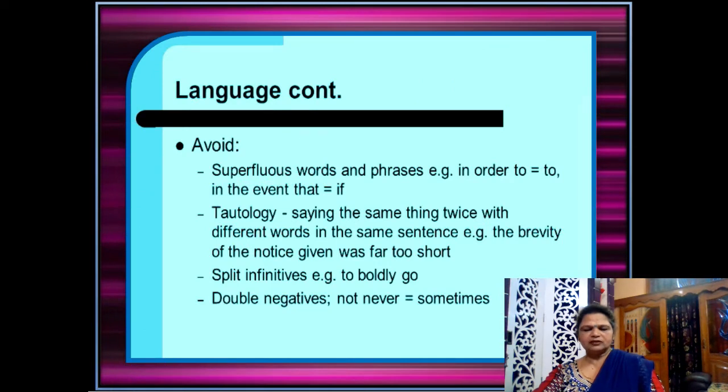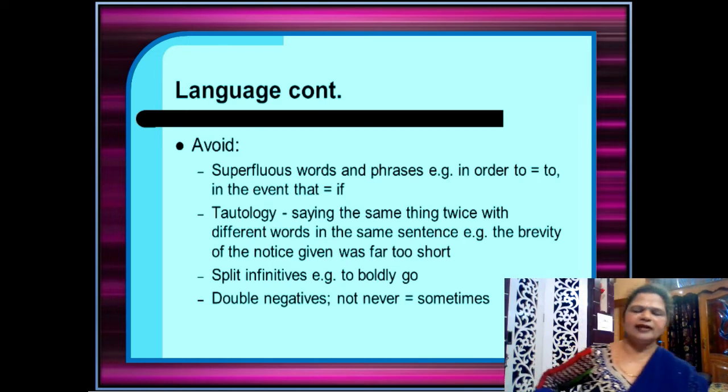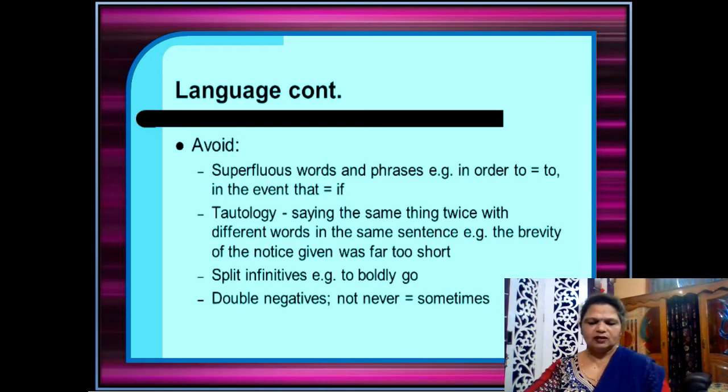Also, you have to avoid superfluous words and phrases. For example, in order to, in the event that, and such like words are to be avoided. You have to be very simple, concise and clear in writing your words. Tautology. Tautology means saying the same thing twice with different words in the same sentence. For example, the brevity of the notice given was far too short. Brevity has the same meaning as short, so why the repetition of the words?